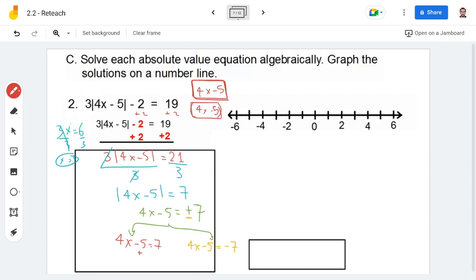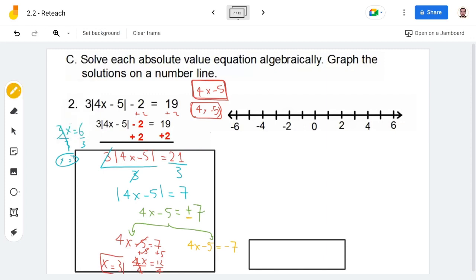So you can add 5 to both sides. Then 4x is equal to 7 plus 5, equal to 12. So divide by 4, divide by 4. So now x is equal to 3. So this is the first solution.